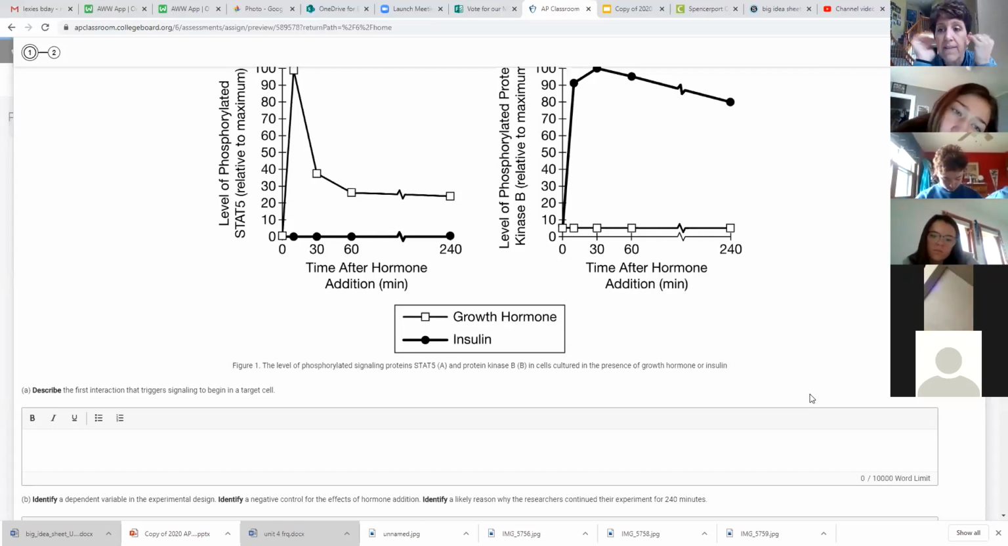Like, does it make it without it? That's basically what a negative control is. Would it just be 0? Well, you're assuming 0, but what if there's something else in the cell that makes it, and it's not relying on this signal transduction pathway? Maybe it just makes it because it's noon.